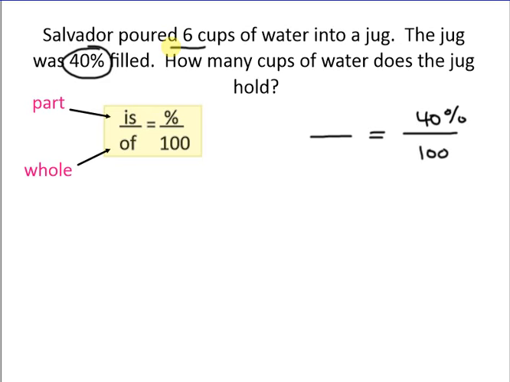But here's my question. Is that 6 the part or is it the whole? Let's read it again. Salvador poured 6 cups of water into the jug. The jug was 40% filled. So, was that part of the jug or was that the whole jug? That was part of the jug. So with that 6 cups of water, it was only 40% filled.